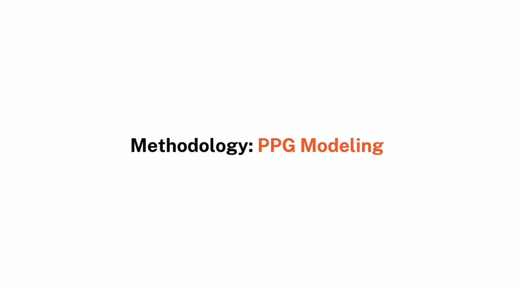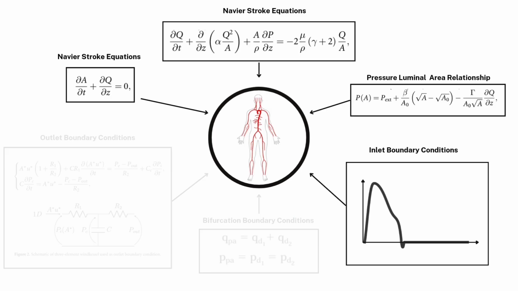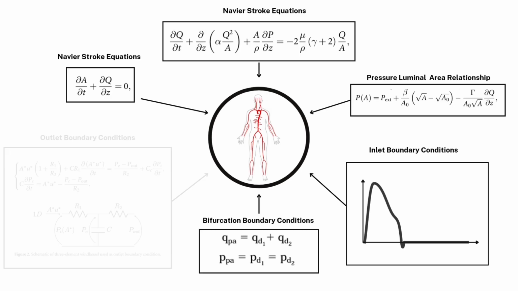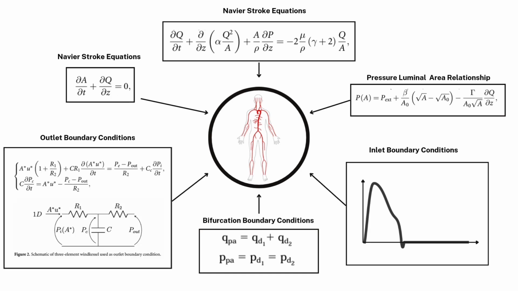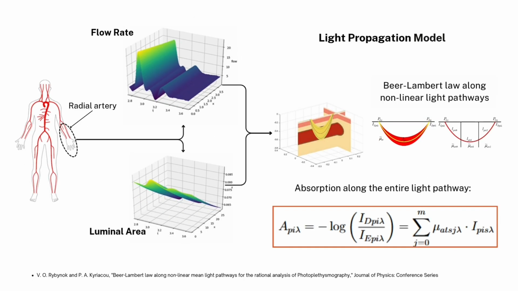We modeled PPG waveforms by simulating arterial blood flow using partial differential equations based on Navier-Stokes and pressure area relationships, with aortic inflow at the inlet, conservation laws at bifurcations, and the Windkessel model at the outlet. Using that model, we can obtain the flow rate and luminal area at the radial artery. These outputs are then used to simulate light propagation through the skin using the Beer-Lambert law. This allows us to generate simulated PPG signals.